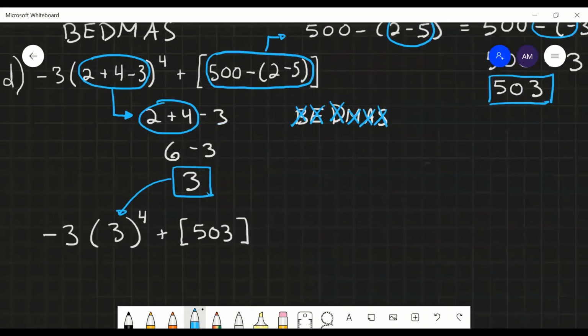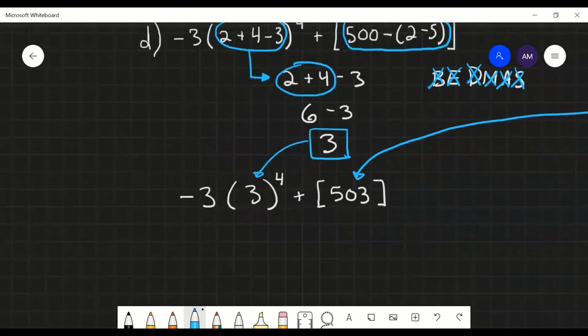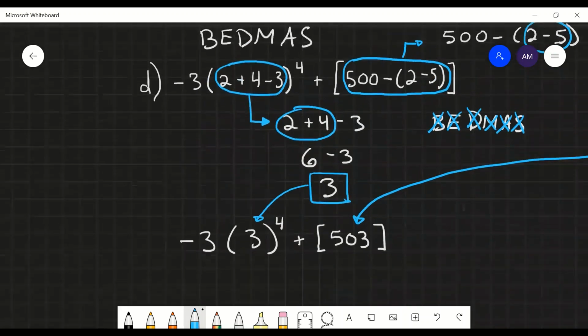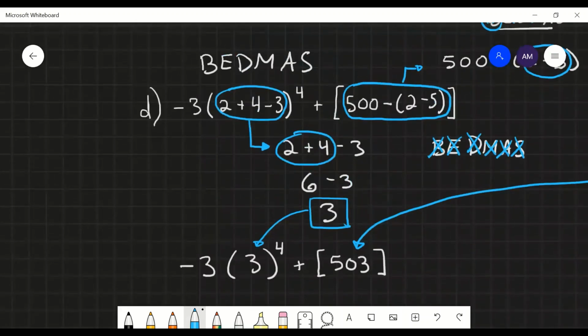That was because of the result that we got here. Okay, this is looking a little bit better. So we finished the B in the BEDMAS. We got all the brackets. Next, we have to look for exponents.